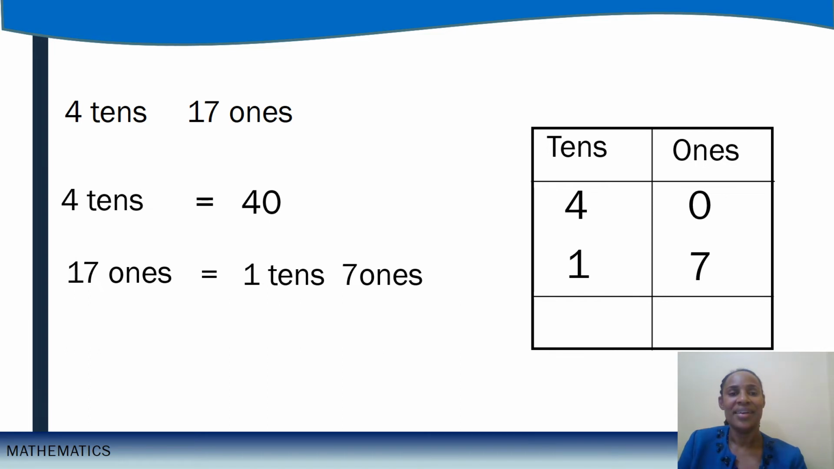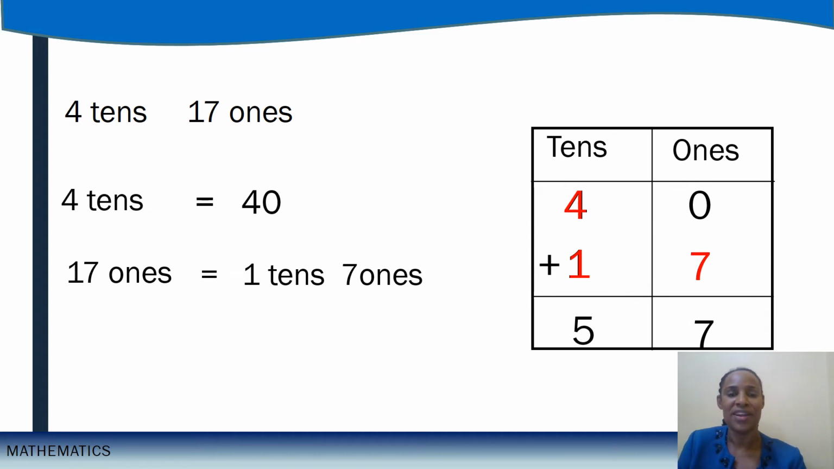Boys and girls, to identify the number that 4 tens and 17 ones equal to, we will now add the numbers on our place value mat. In our ones place, we have 0 ones and 7 ones. 7 ones added to 0 ones give us 7. And in our tens place, we have 4 tens and 1 ten. 1 ten added to 4 tens give us 5 tens.